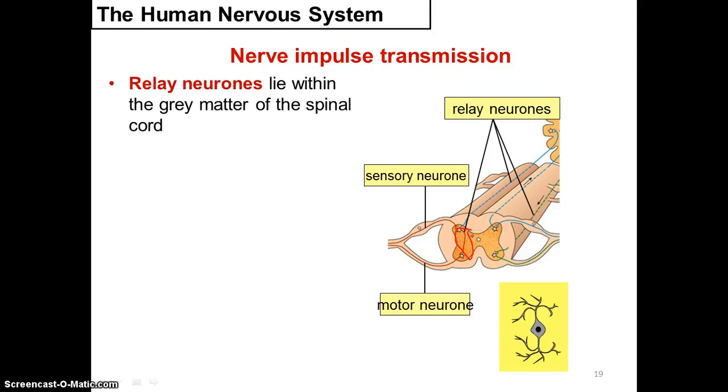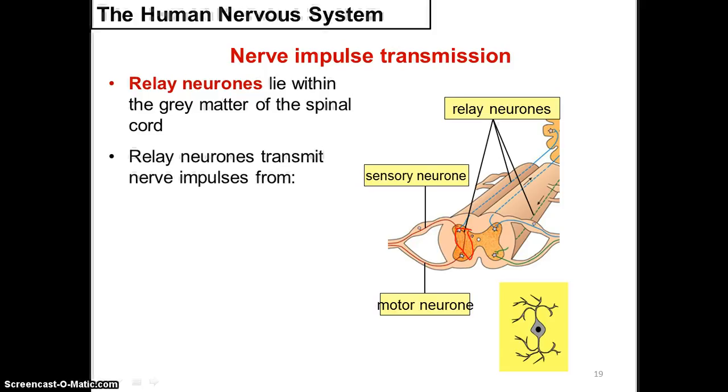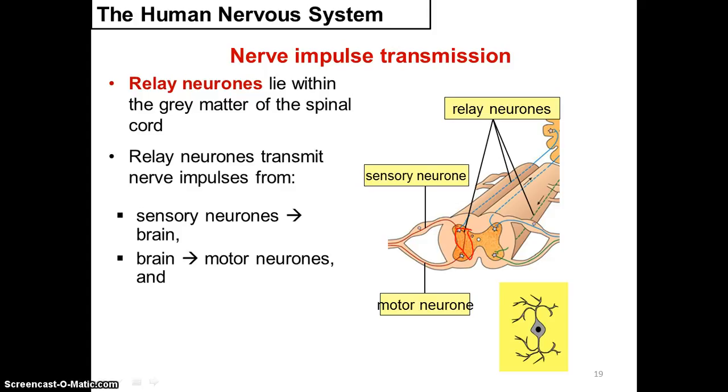Relay neurons lie within the gray matter of the spinal cord. They help to transmit the nerve impulse from the sensory neurons to the brain, from the brain to the motor neurons, and also sometimes, in some reflex actions, directly from the sensory neurons to the motor neurons, like what we see here.